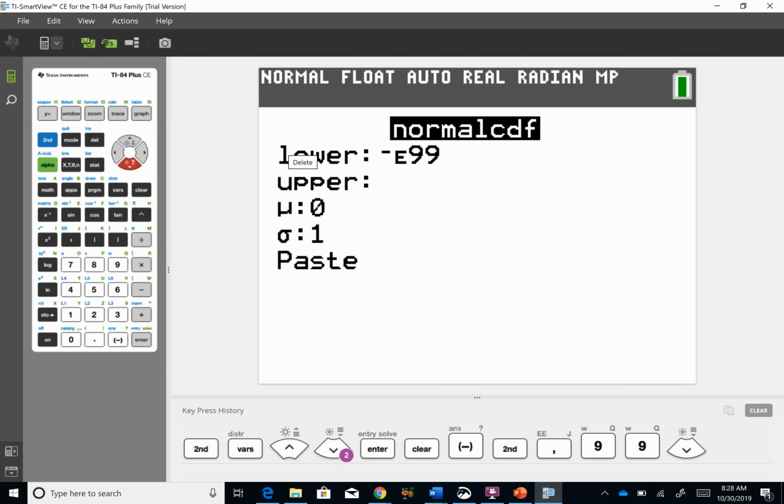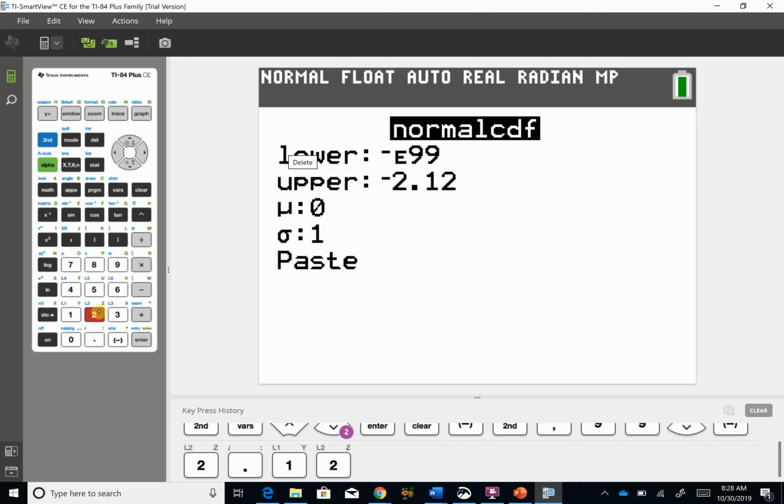The upper value then is the z value that I have, negative 2.12. So if you want the area to the left of a z value, you have to tell the calculator that the far left value is infinity, and this is how we enter infinity into the calculator. Then the upper value where I want it to stop is my z value. Your mu and your sigma will always be 0 and 1. Those are properties of our standard normal distribution, so we do not change those.